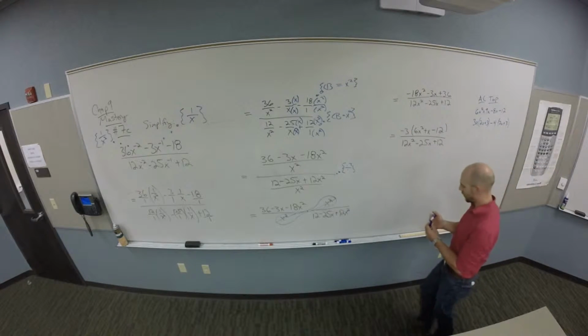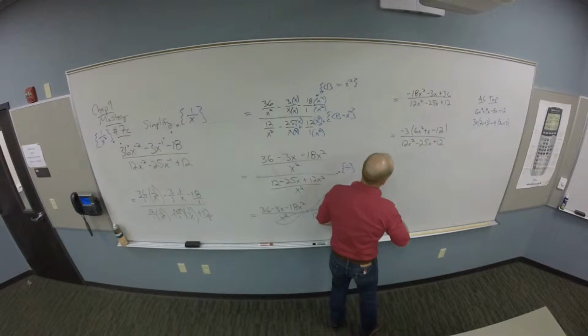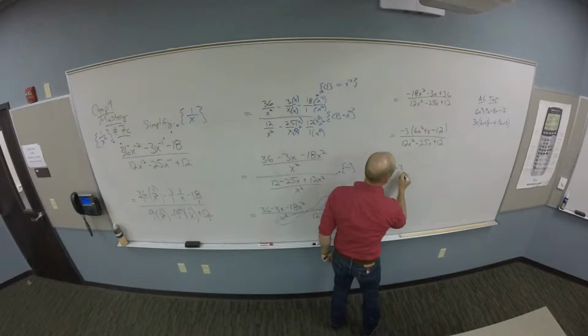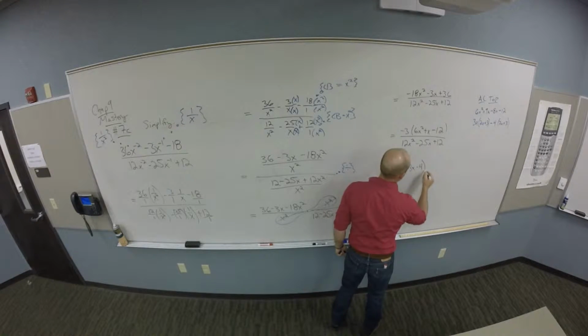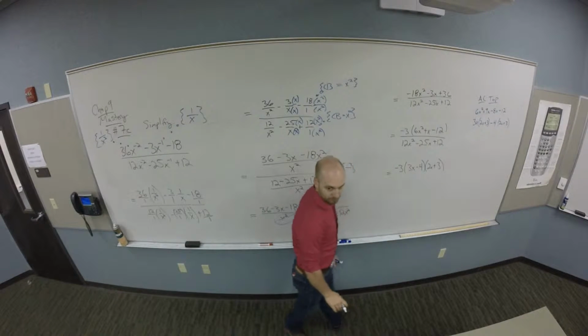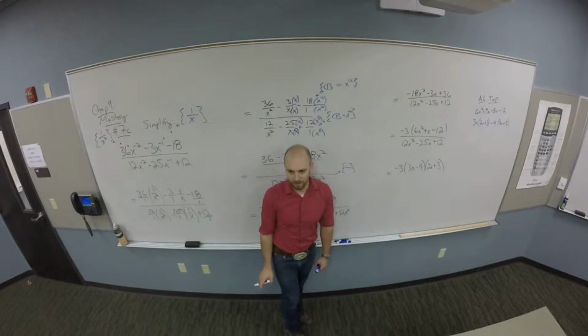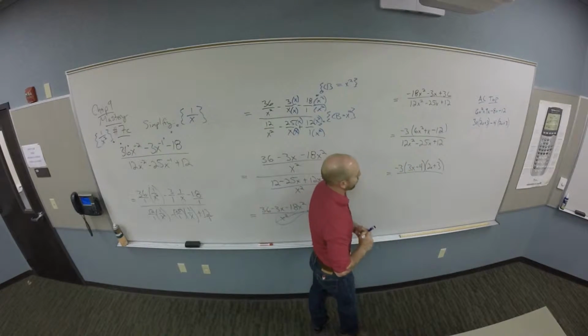Okay, so I know that the top is negative 3 times 3x minus 4 times 2x plus 3. Good with that? Okay, now I need to AC the bottom.